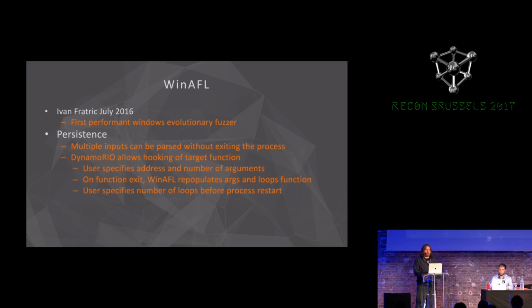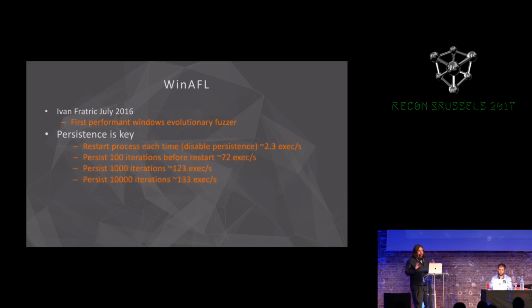And basically, you can tell it how many iterations to persist, like, maybe do 1,000 iterations, and then go ahead and exit and restart the process so that if we have any memory leaks or we're not quite cleaning up properly, we can just handle that through delaying the restart. Now, persistence is key because every time you load this in the DBI, it's going to disassemble it. So if we were to just do it every time, we'd get 2 executions a second on this GDI Plus demo I'm going to show you. If we persisted 100 times before we restart it, 72 executions a second, and so on. It reaches its ceiling somewhere around 1,000 or so iterations.